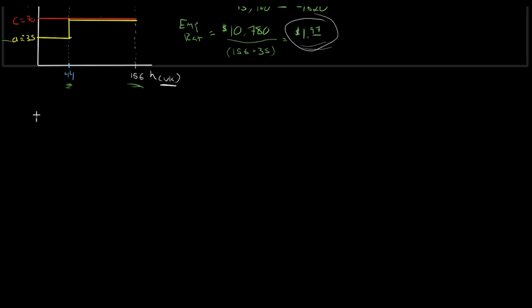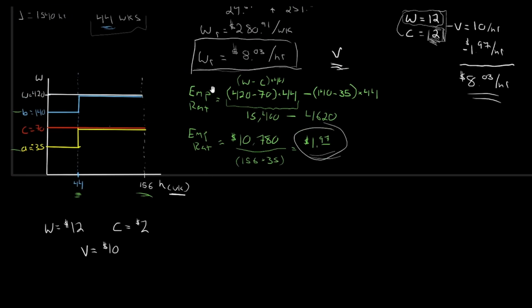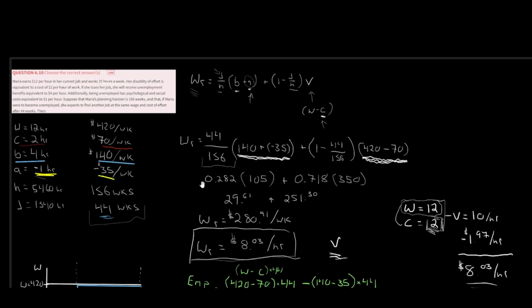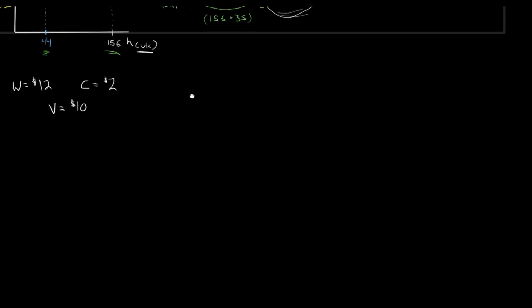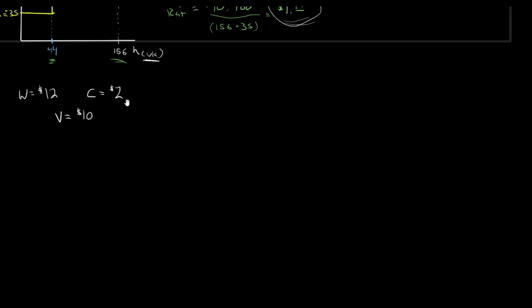So far, at a wage of $12 an hour and a cost of effort of $2 an hour, our V is $10 an hour. We know that this is sufficient to encourage, who did we have in our example? I believe it was Maria. There we go. Maria earns $12 an hour. So this is enough to encourage Maria to actually show up and choose employment over unemployment.